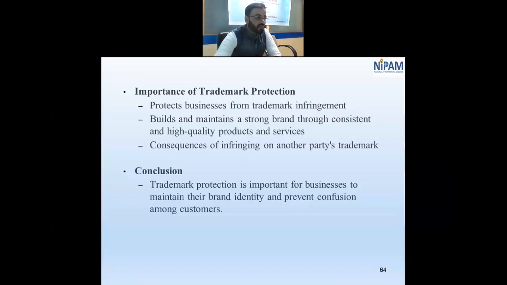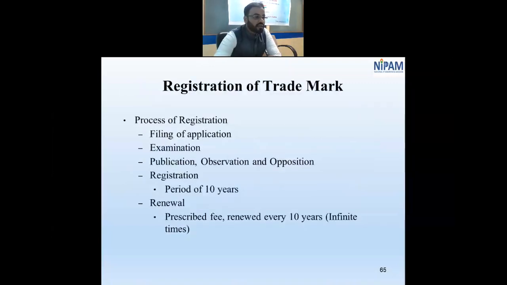So if someone infringes your intellectual property, you're liable to take action against them. Conclusion: trademark protection is important for business. It maintains the brand identity and prevents confusion among the consumers.